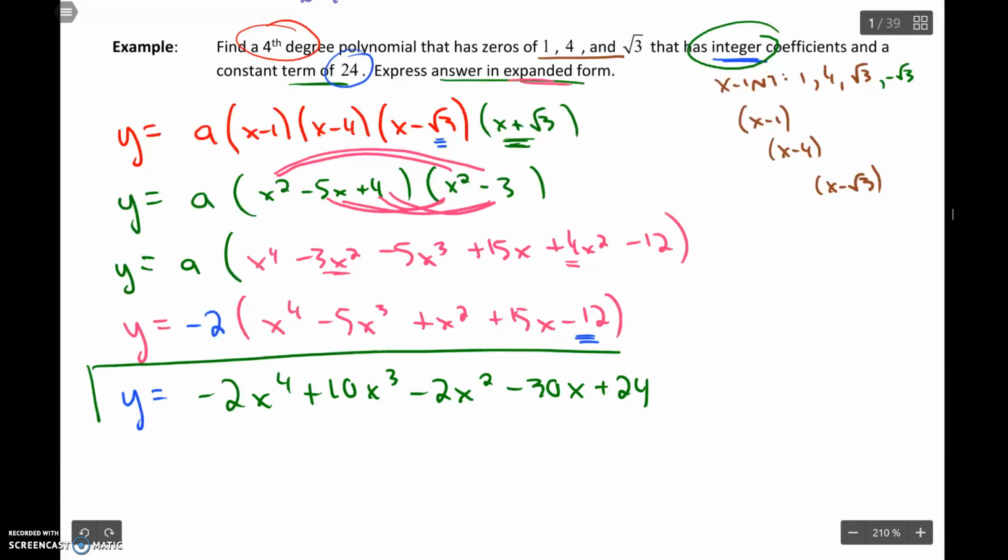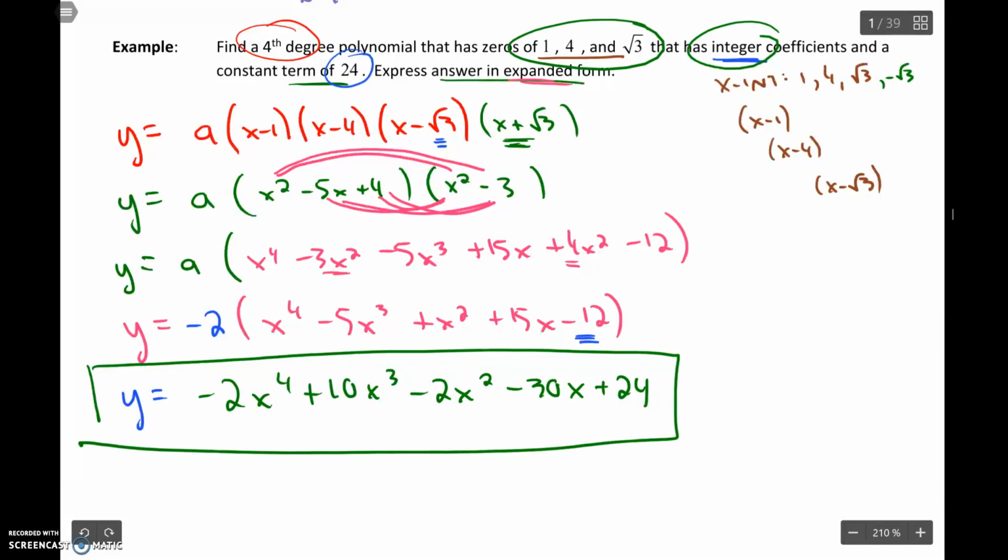This is a fourth degree polynomial that has these zeros, these x-intercepts, has a constant of positive 24, and I also added in another x-intercept at negative square root of 3 in order to make these coefficients nice integer values. I would challenge you to try to do something other than this and make those nice integer values. I think you're going to have a hard time doing it. Okay? Very good.